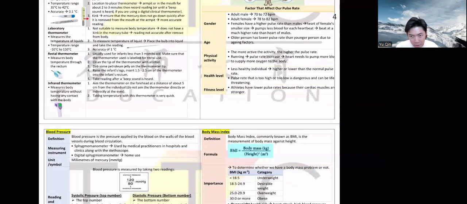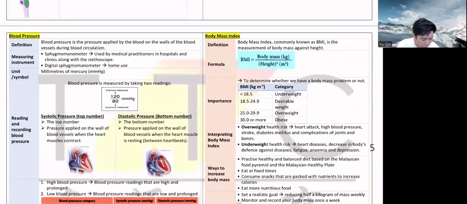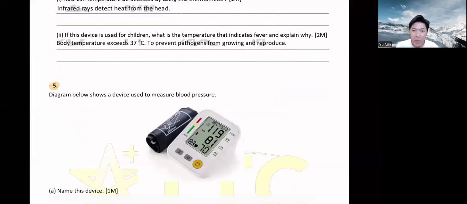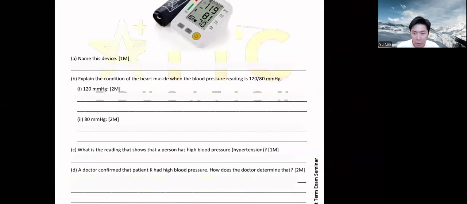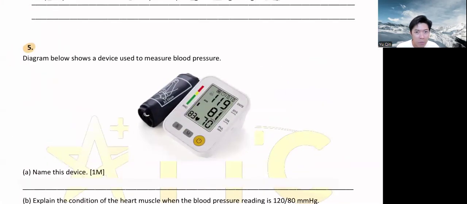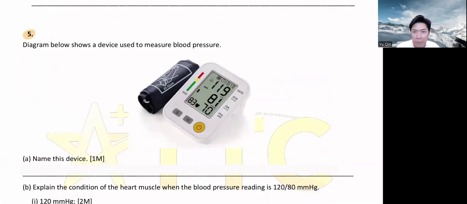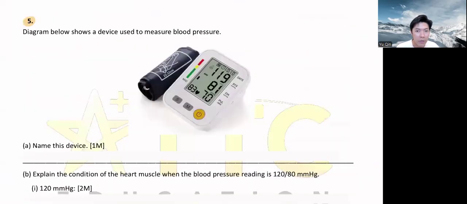Okay, so anyway, I'm not getting to the questions because we kind of went through it just now. So maybe let's do one blood pressure question. Let's go to question number 5, page 25.